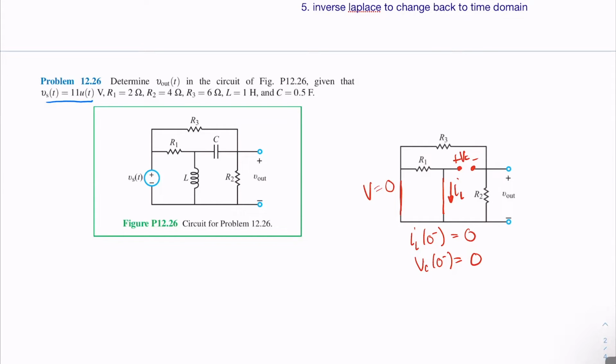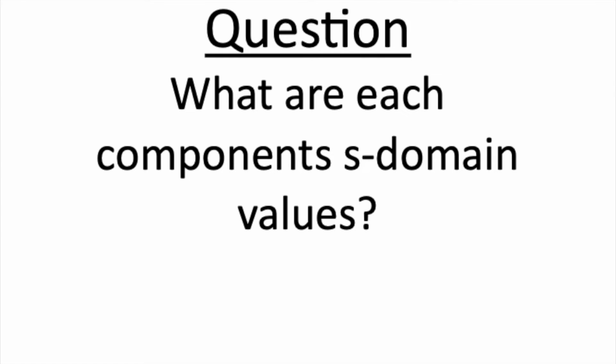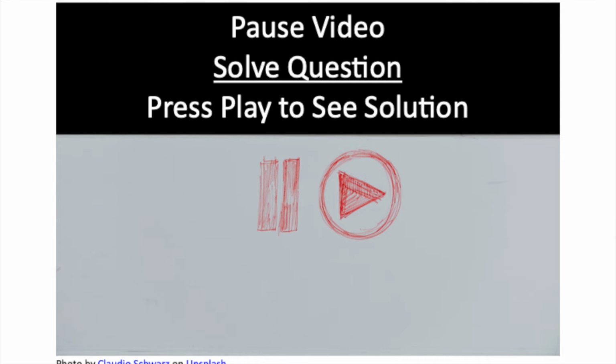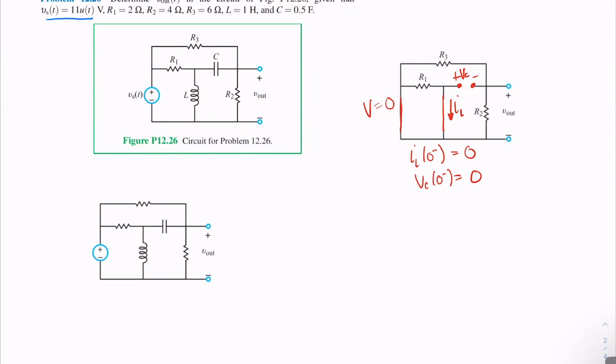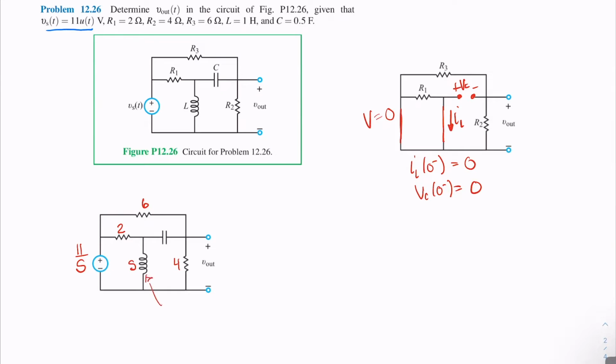Okay, so we need to convert all the elements to the S domain. The values of each of these components is going to change. So the 11 U of T translates to the S domain as U of T is 1 over S, and then the value of 11. So R's all stay the same: 2 for R1, 4 for R2, and 6 for R3. And then what does the inductor become? What about the capacitor? So this is LS. And C in this case is 0.5. So you can write that as 1 over 0.5S, or 1 over 0.5 is 2, so you can write it 2 over S, either way.